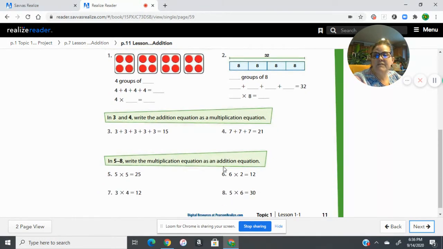Then when you get to 5, 6, 7, and 8, they want you to do the opposite. They want you to take this 5 groups of 5 and show us addition: 5 plus 5 plus 5 plus 5 plus 5. So you're going to do that opposite on these. Just like we have addition problems here, we're going to write the multiplication problem that matches it. On these multiplication problems, we're going to write the addition problems that match.